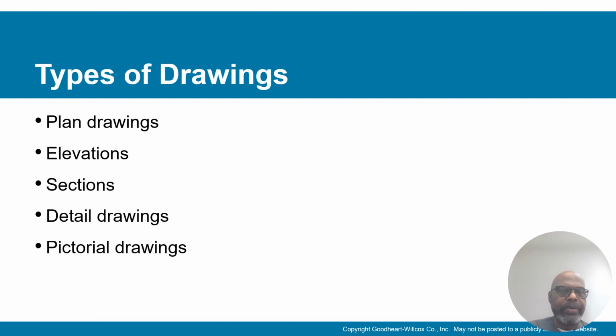There's types of drawings: plan drawings, elevations, sections, detailed drawings, and pictorial drawings. Each one of these is different, but we're going to talk about each one of these separately, trying to explain the difference between the types of drawings that you will find on a set of blueprints or construction prints.